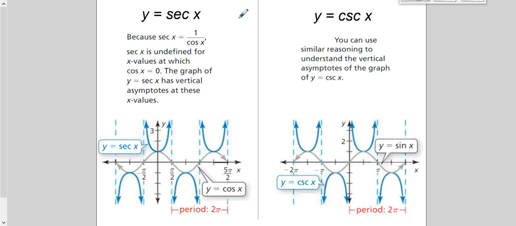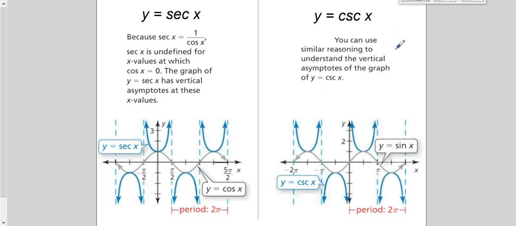Here's what they look like. Y equals secant of x is the reciprocal of cosine. Secant of x is undefined for x values at which cosine x is 0. So if you graph the cosine x graph, every time it crosses the x-axis, that's where an asymptote goes for the secant graph. And then for the secant graph, we get these little U-shapes off of the hills and valleys, pointing up off the hills and pointing down off the valleys.